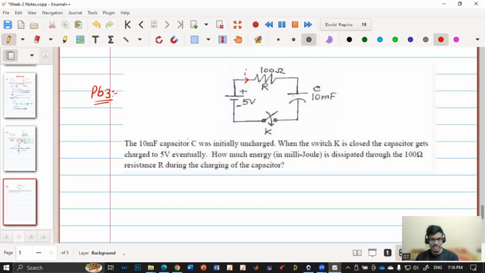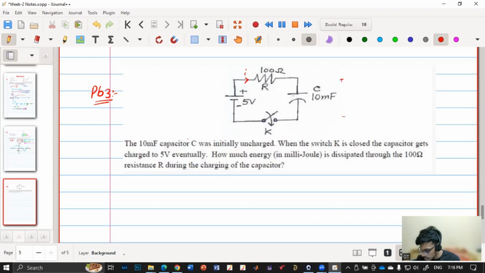So they have given a circuit where a voltage is connected in series with a resistor, and it is connected in series with a capacitor. Initially the switch is open, so the capacitor voltage is 0. The current in the circuit, the 100 ohm resistor, is 0. Now, eventually the capacitor will be charged to 5 volt.